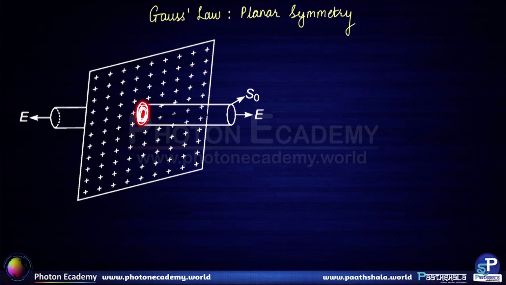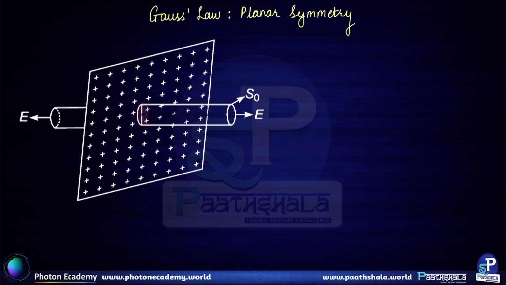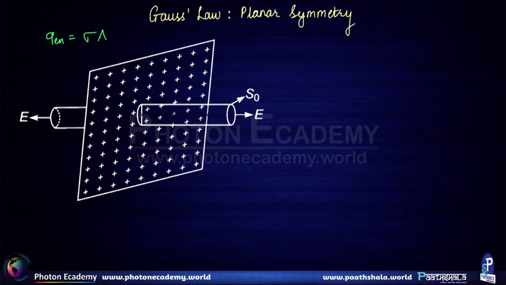The charge enclosed by this Gaussian surface is represented over here, and we know that sigma happens to be the surface charge density. So the charge enclosed is going to be equal to sigma times area. Why? Because sigma is equal to q divided by area. So charge enclosed will be equal to sigma times area, where this is the area that we are talking about.